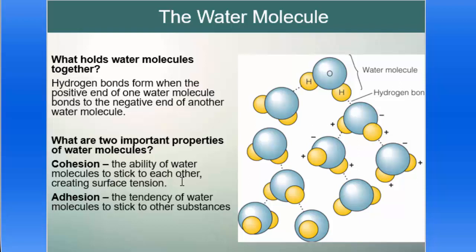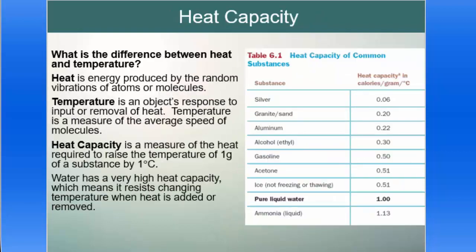The same as if you have a drop of water hanging from the tip of your finger that you've got hanging upside down. That water hangs there because of surface tension. Well, adhesion is the other important property of water. It's the tendency of water molecules to stick to other substances, and because of those adhesive properties and the polar nature of the molecule, it makes it an excellent solvent.